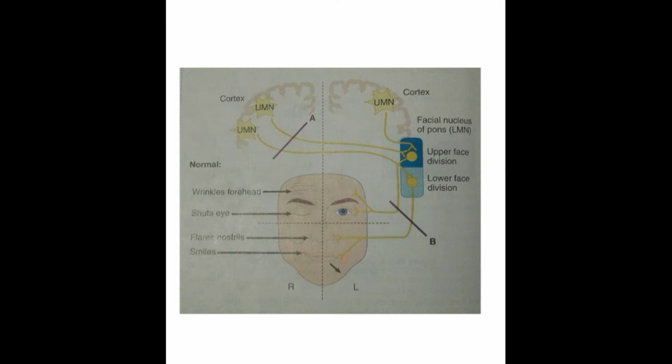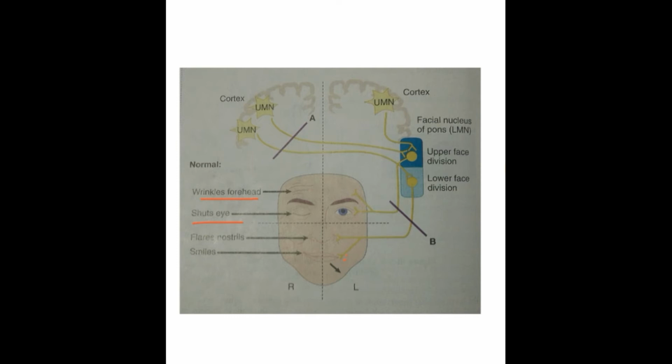Now the muscles of facial expression help us to wrinkle the forehead, shut the eye, flare the nostrils, and smile. Now the nerve which is innervating the muscles which help us to wrinkle the forehead and shut the eye is this one. So this nerve supplies these muscles. Now let us trace this lower motor neuron and see where it is getting the upper motor neuron innervation, whether bilaterally or contralaterally.